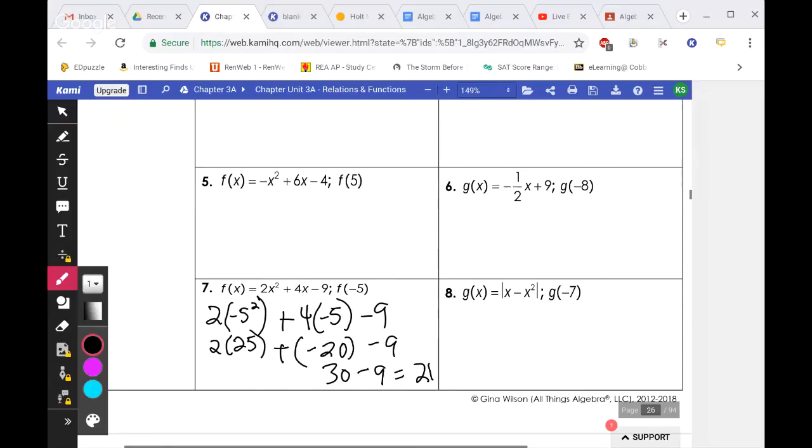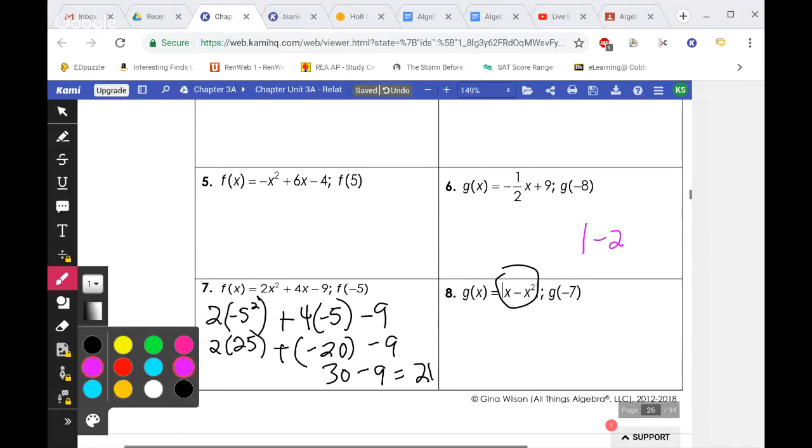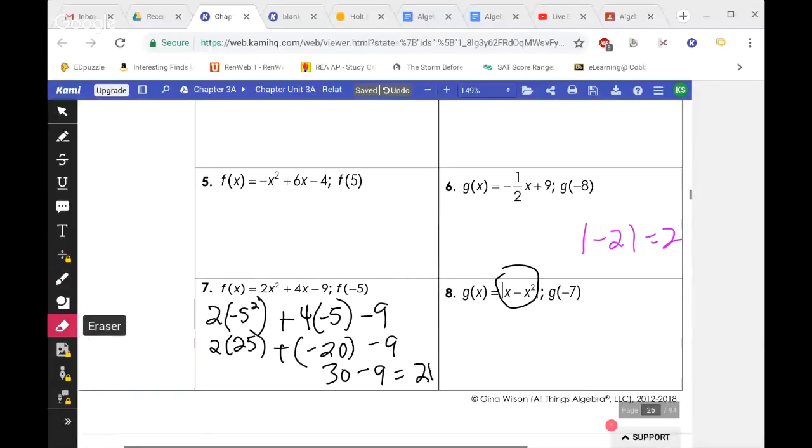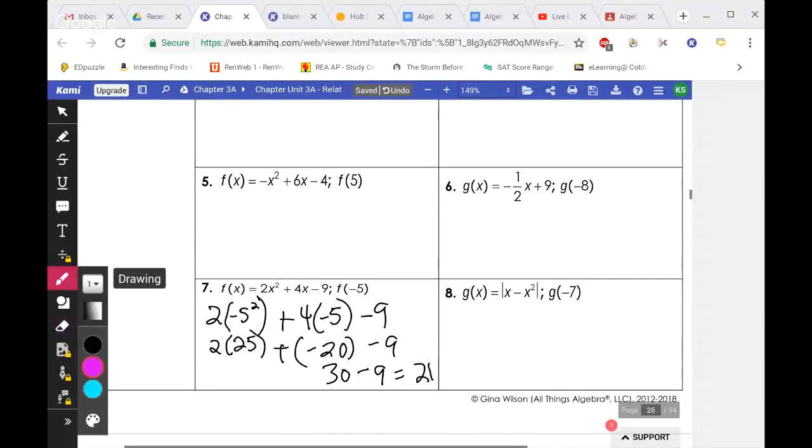Number 8. This is an absolute value. Just to review the meaning of absolute value, remember anything inside these absolute value bars. Let's say I had the absolute value of -2. It's actually the measurement of a number on a number line. It's the measurement of how far it is from 0. So this problem right here is an absolute value.